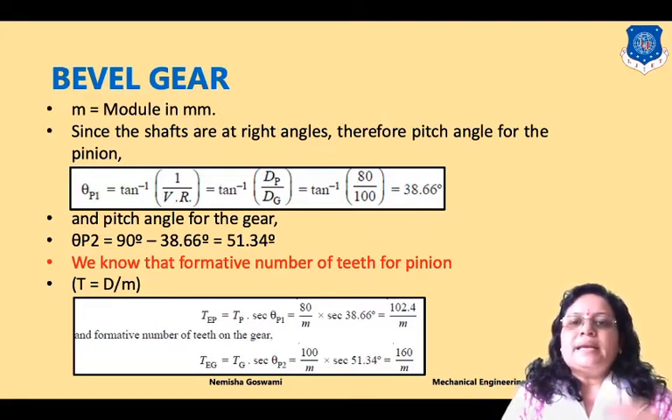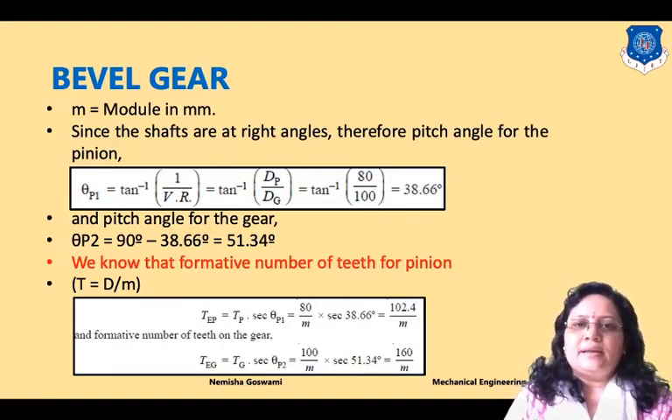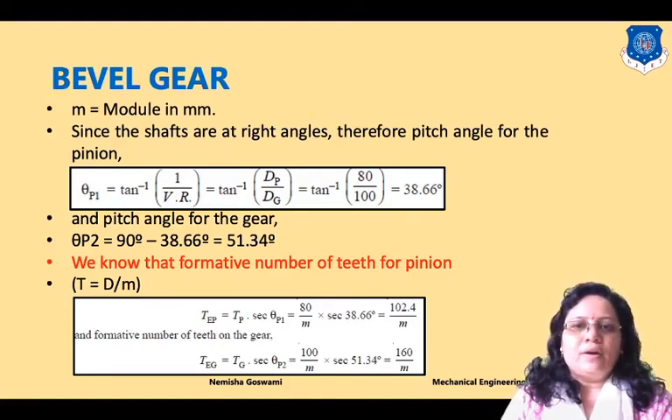Now pitch angle for the gear. So theta P2, how will we find it? Shaft angle is 90 degree. So we can find theta P2 is equal to 90 minus 38.66 degree. So you will get the pitch angle for gear.